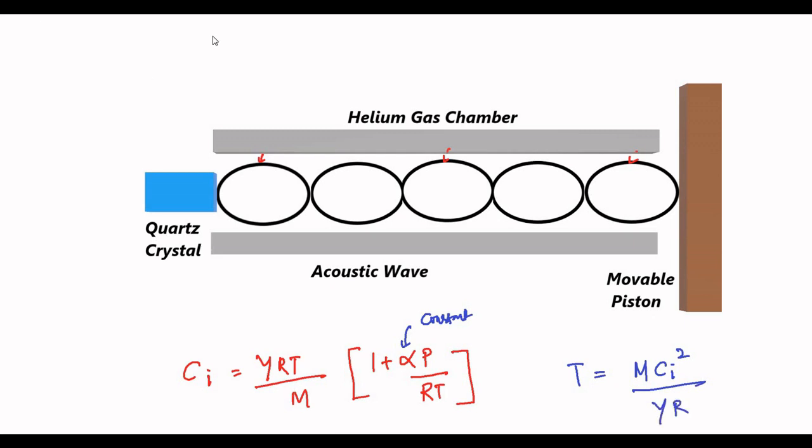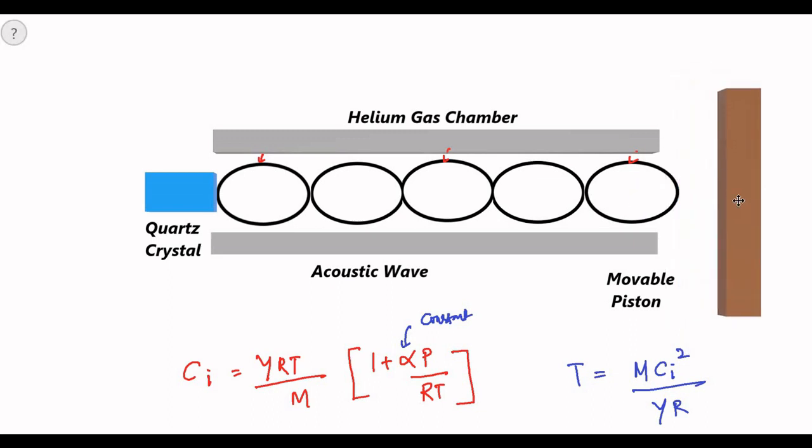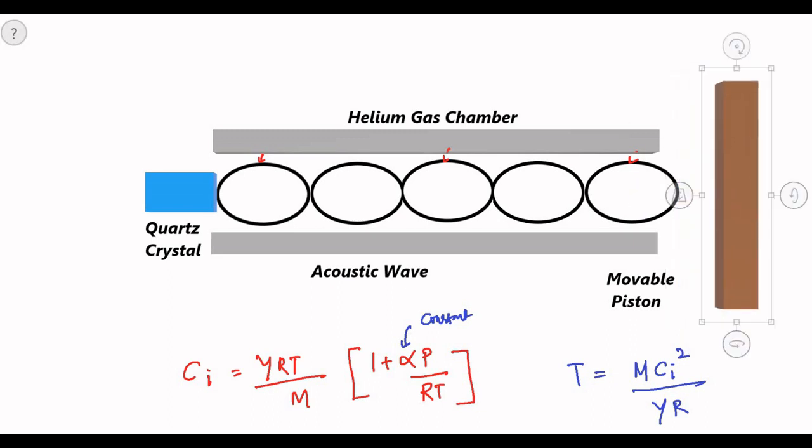Okay, so again here the piston gets displaced by a certain distance, which is given by n lambda by 2. Okay, this piston displacement is given by n lambda by 2. Okay, so this is the basic working principle of the acoustic temperature sensor, or the acoustic helium interferometer temperature sensor.